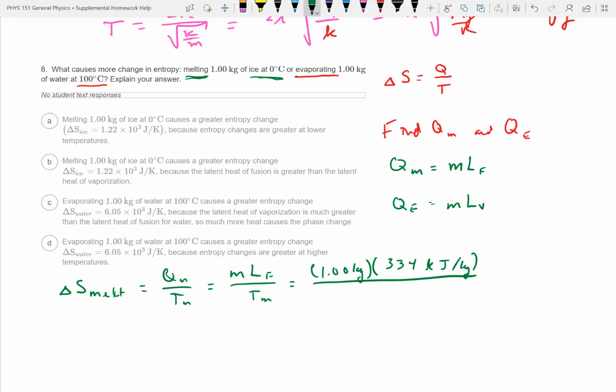And what's the melting temperature of water? It's 0 degrees Celsius, but we have to use kelvins, so that's over 273.15 kelvins.